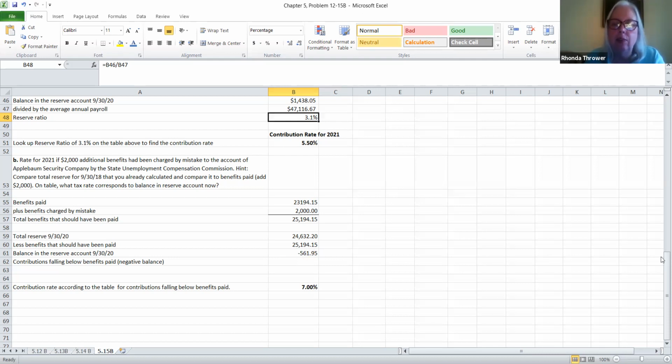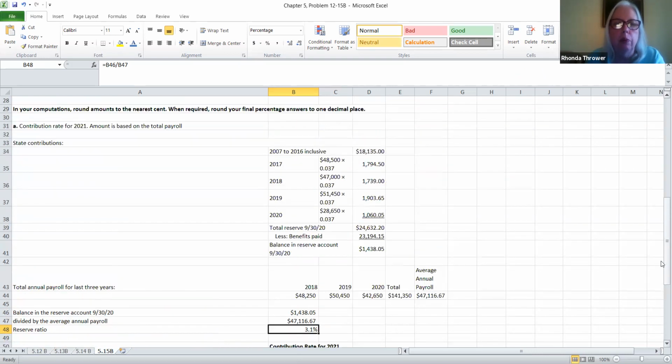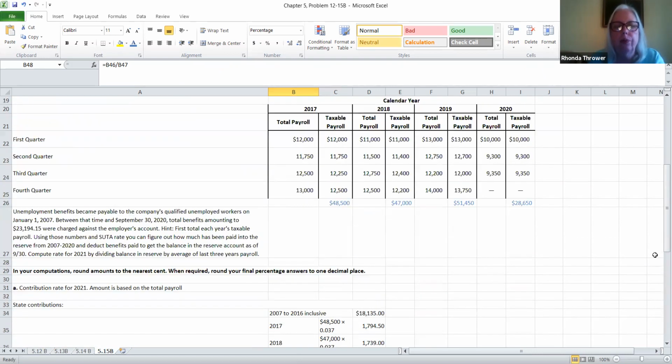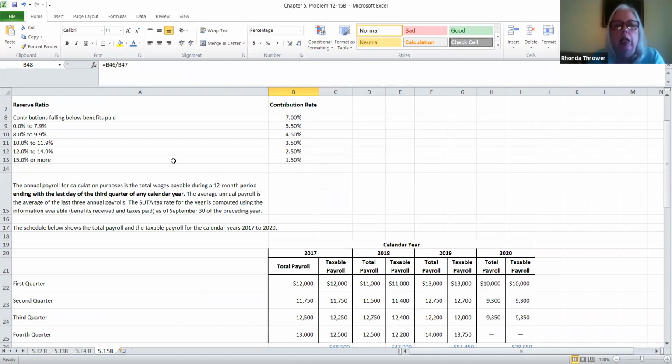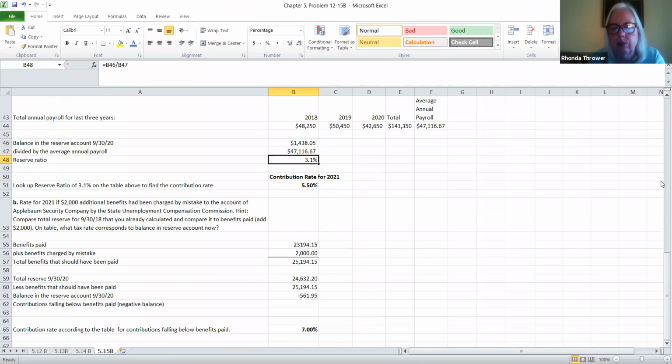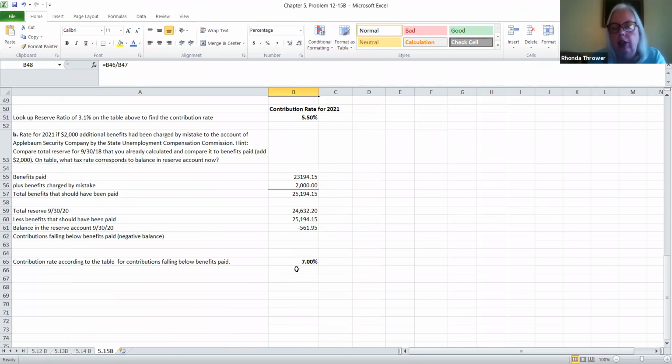And if you're in a negative balance, according to the table that they gave you, if the contributions fall below the benefits paid, which is a negative balance, the company has to pay 7% as their taxes. Now, you could have done like the other problems, said, well, I'll just go ahead as a company and pay $561.95. Then you go into the next lower category for your state rates.